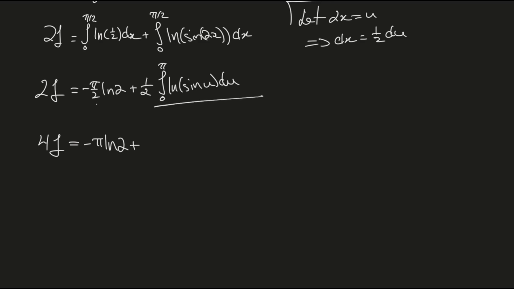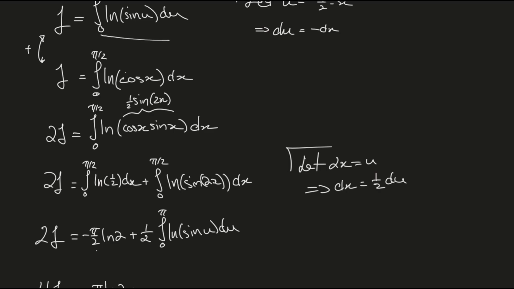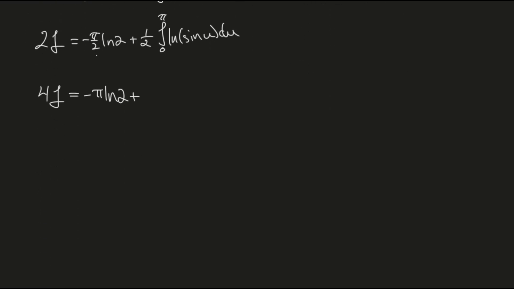And I'm going to split this integral into one going from 0 to pi by 2 and one going from pi by 2 to pi. Now you'll notice the integral from 0 to pi by 2 of log sine u is just J. We had that up there. So I'm going to write this as J plus the integral from pi by 2 to pi of log sine u du.